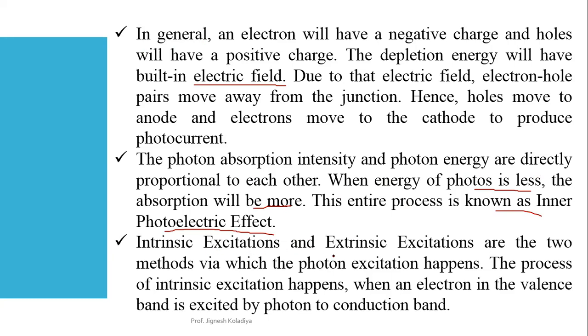Intrinsic excitation and extrinsic excitation are the two methods via which the photon excitation happens. The process of intrinsic excitation happens when an electron in the valence band is excited by the photon to the conduction band.